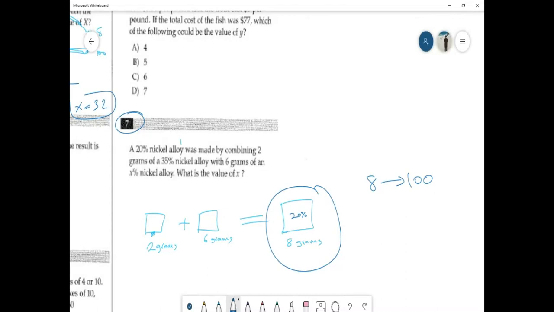Teacher, I had a question actually. Why did you write 2 grams and 6 grams? Did you give a value, or is it because of the question? I just wrote the values which are written here, right?